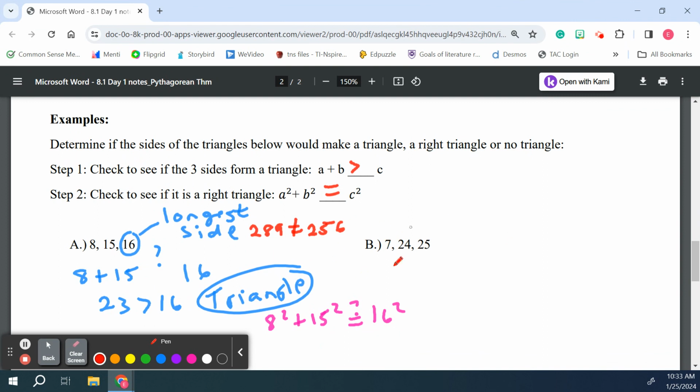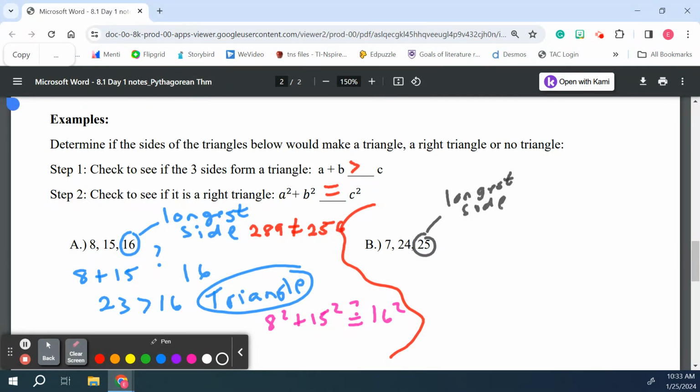Let's take a look at letter B. So for letter B, we're going to work with 7, 24, and 25. Now remember, this has to be our longest side. So in this case, we're going to have 7 plus 24 with 25. That is definitely greater. All right, so it is definitely a triangle.